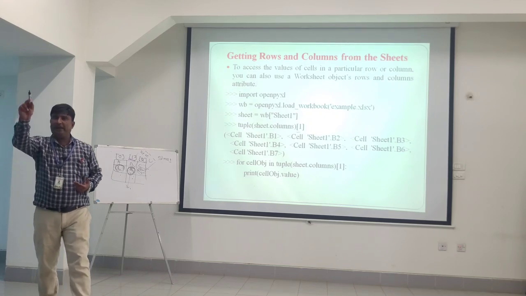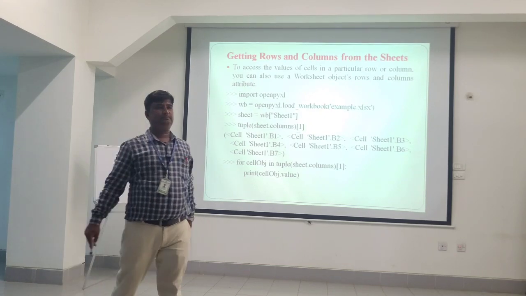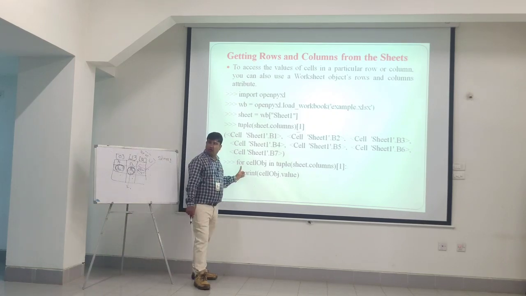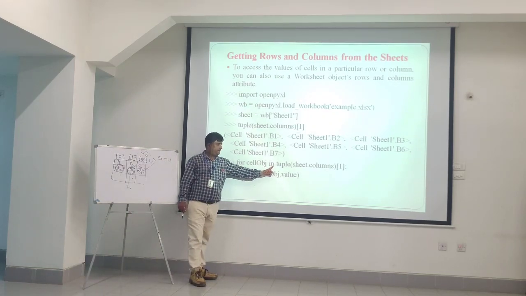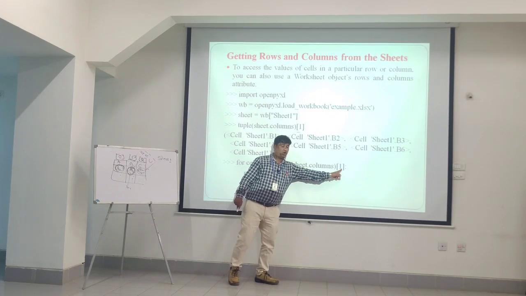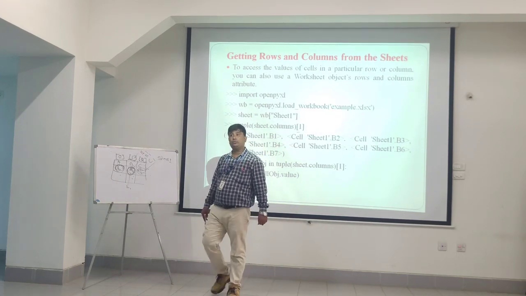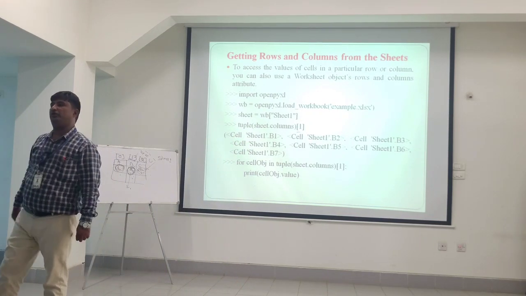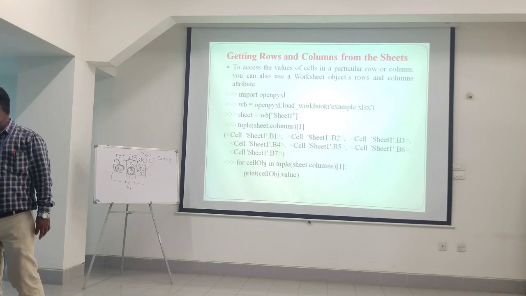Now if I want to read A1, A2, A3 up to A7, what can you pass? For cell object in tuple, sheet dot columns of 0. What is 0? A. If I want to read the 6th column information, 2. Clear? Fine.